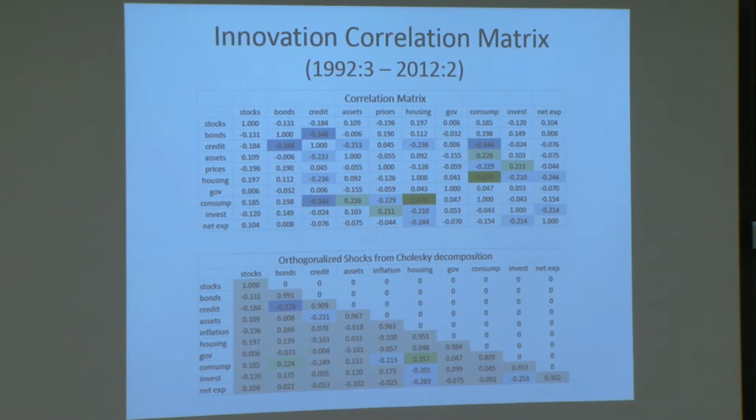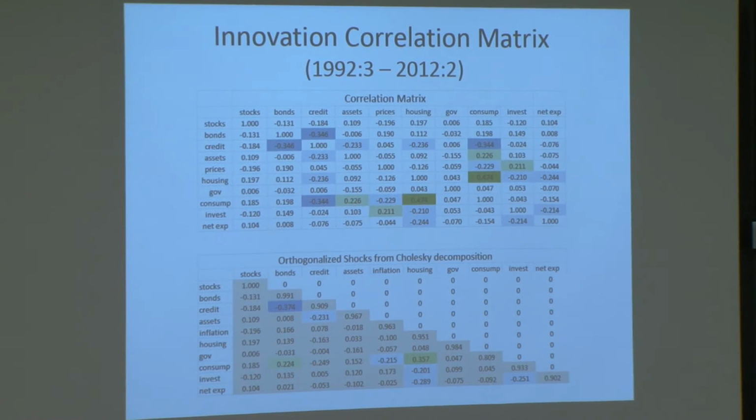So there is a very strong positive correlation between housing and consumption, and we have to decide, are we going to call that a housing innovation, or a consumption innovation, or is it something else? So what we're going to do is define an ordering, and the variables that come earlier in the ordering, we're going to attribute the movements to those innovations. So we're going to say it's the housing innovation that causes this correlation between housing and consumption. It seems to me that's a natural assumption.